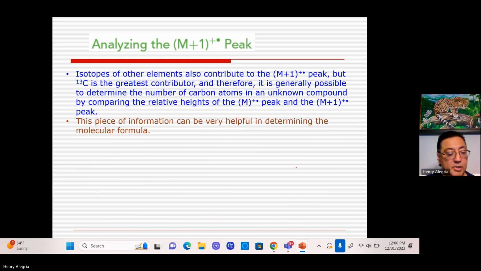Now, just as a disclaimer, to be perfectly accurate, there are some other isotopes that can contribute to the M+1 peak, but they're so much less abundant than C13 that mathematically it doesn't really have an impact, and we can do the calculation I'm about to show you.